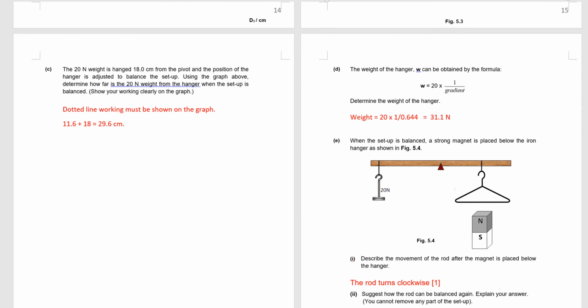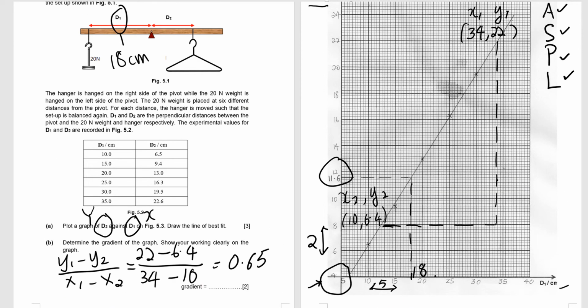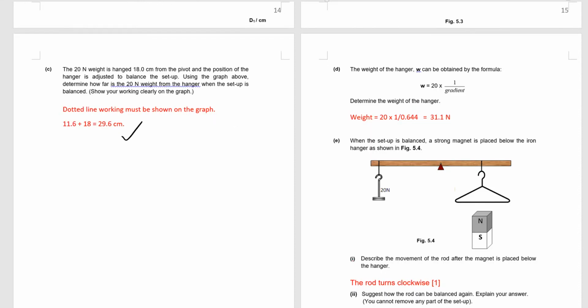But if I put 11.6 as the answer, you won't get the marks because the question did not ask you for D1. The question says they ask for the distance between D1 and your hanger. So therefore, D1 plus, so this is 18, right? This is 18 here. The hanger is your D2. So D2 is 11.6. So you have worked out this 11.6. So what the question wants is the distance between here and here. So you have to read the question carefully, and then you'll get 29.6.